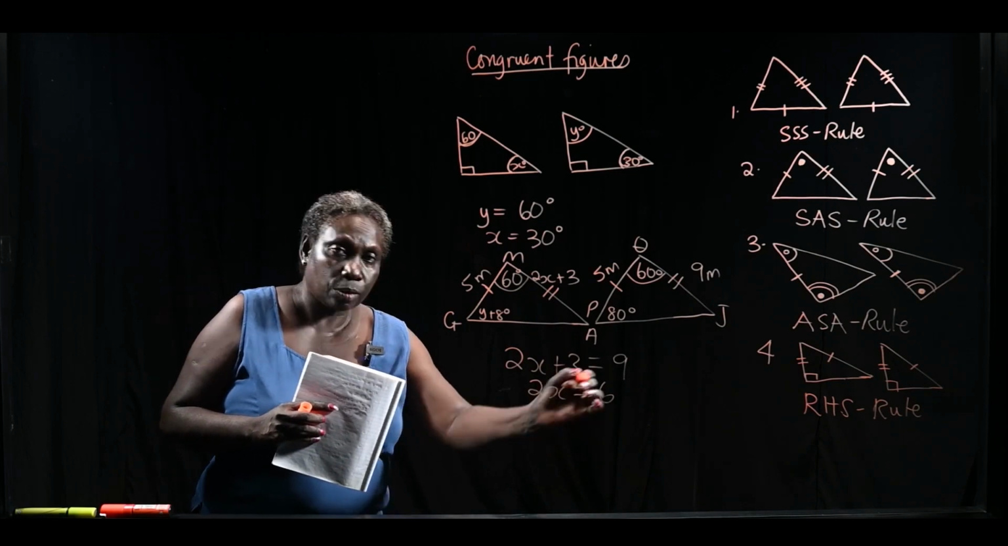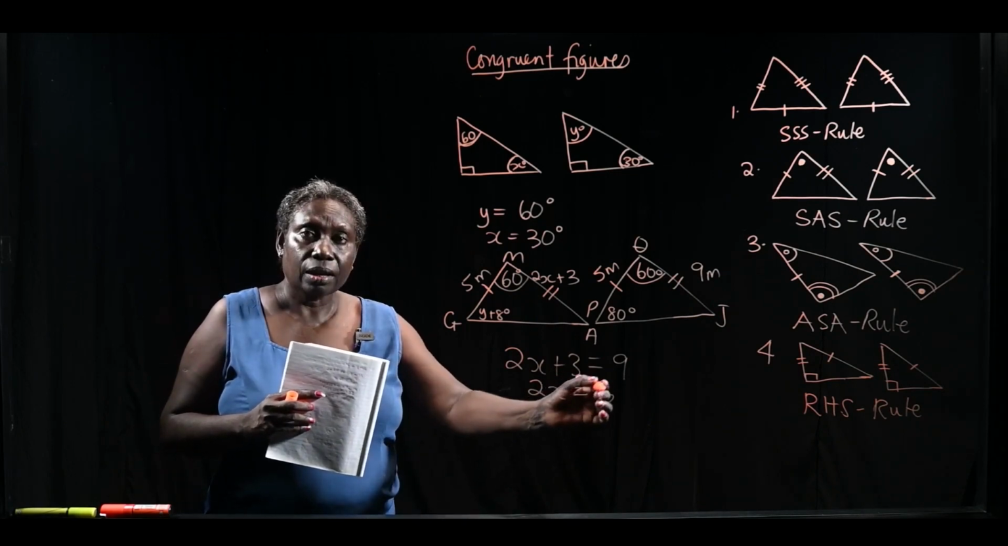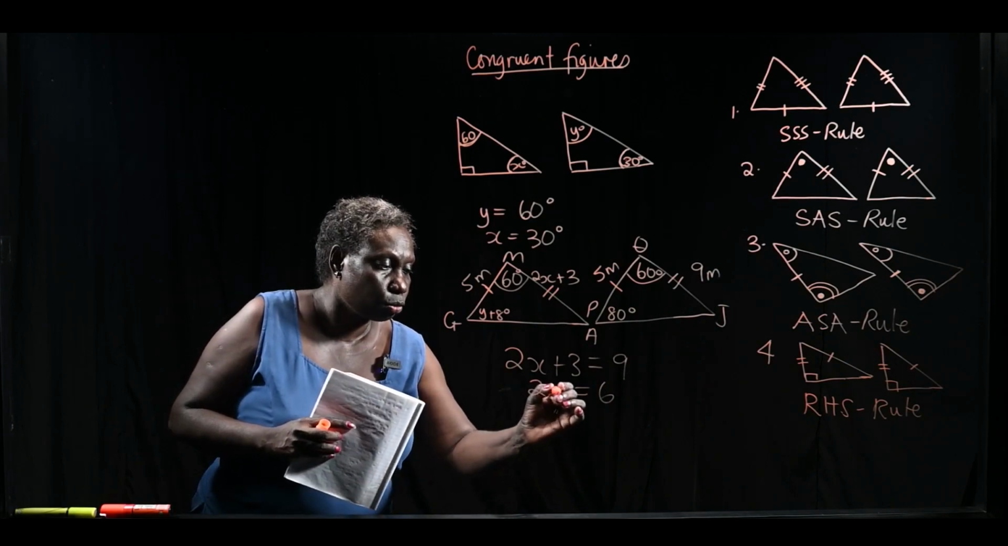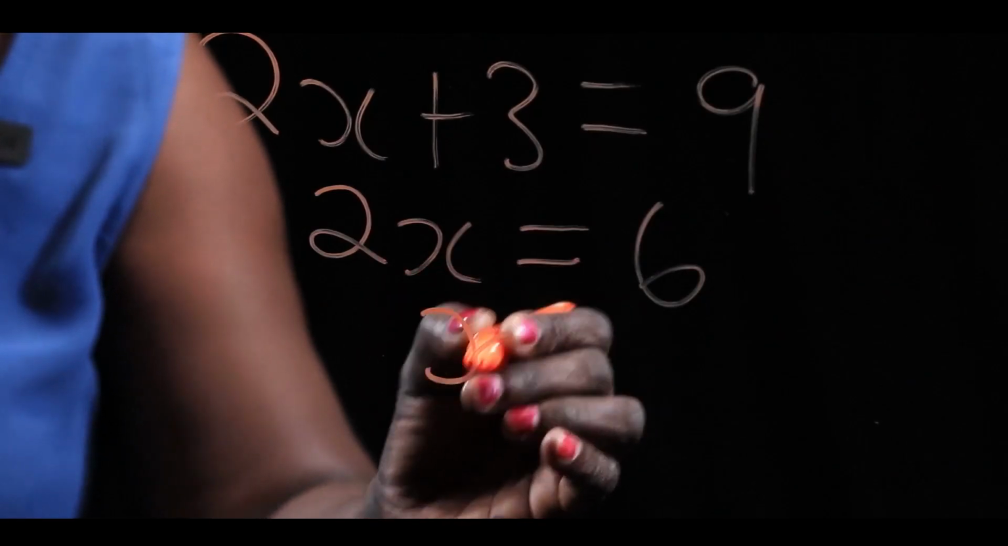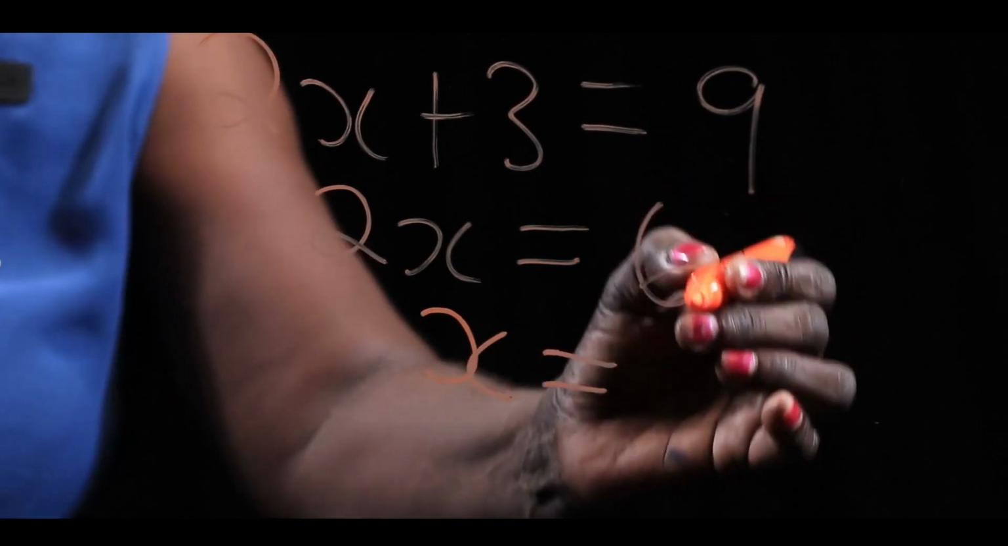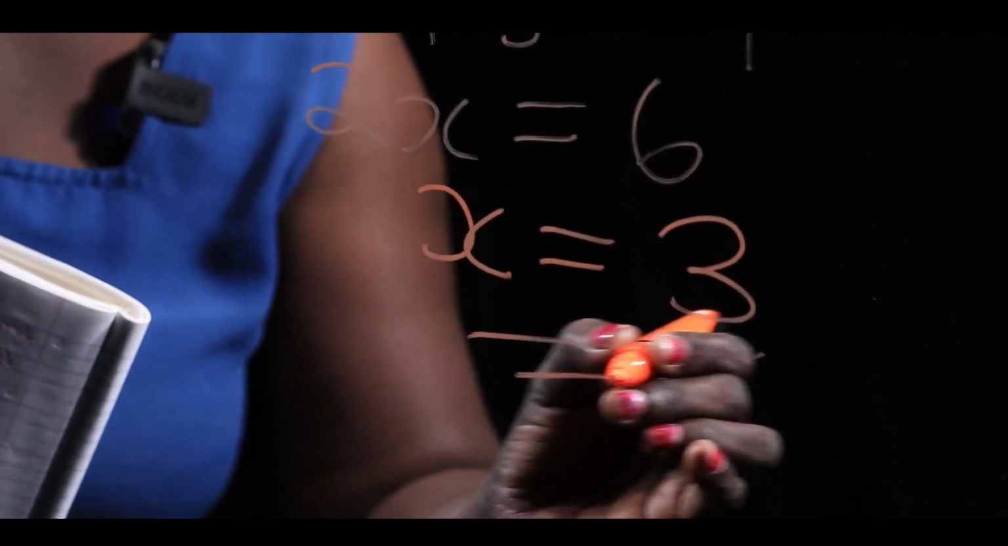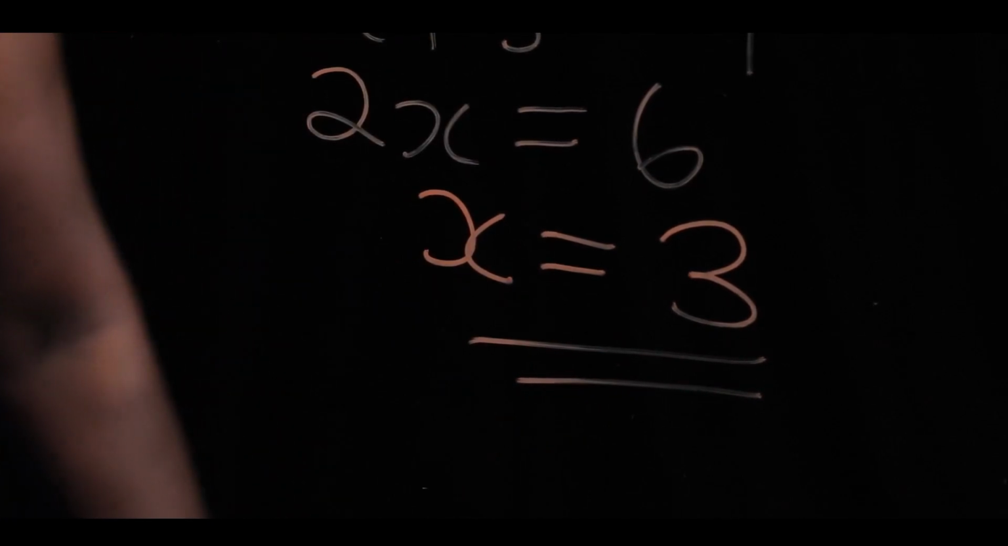Now, we divide both sides of the equation by 2 because we are multiplying x by 2. So, 2 divided by 2 is 1. We are left with x is equal to 6 divided by 2, which is 3. So, our value of x is equal to 3.